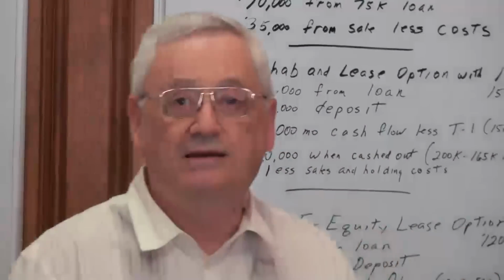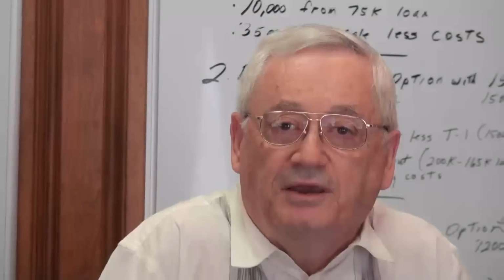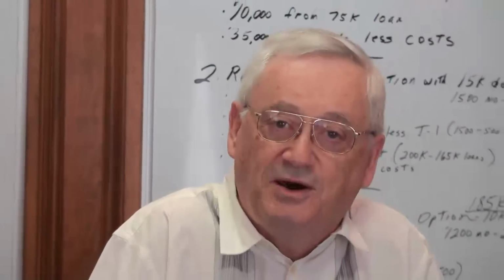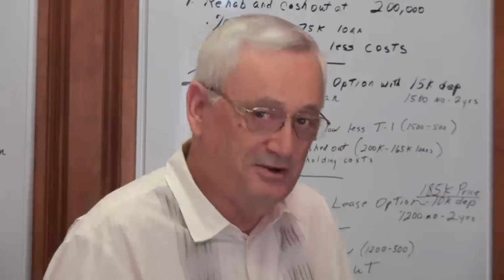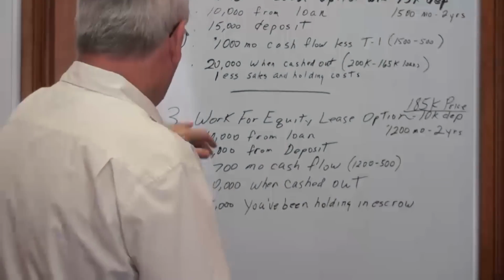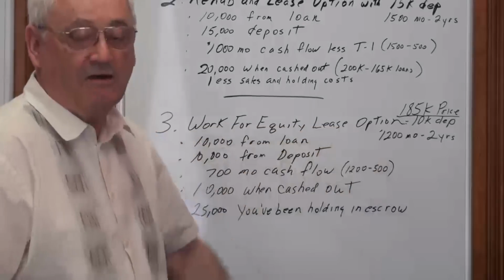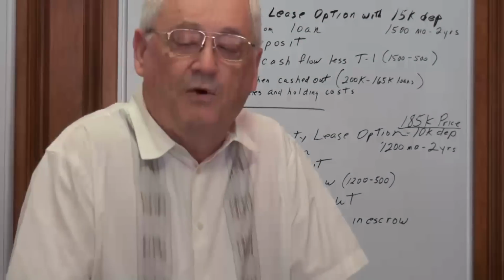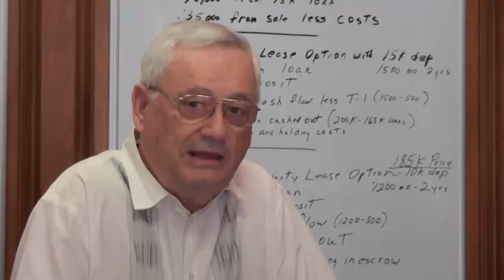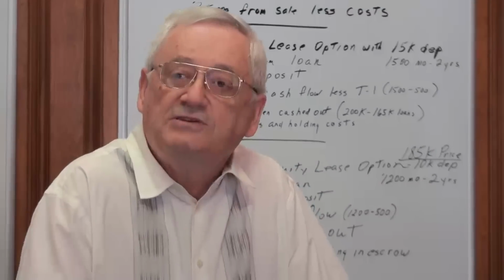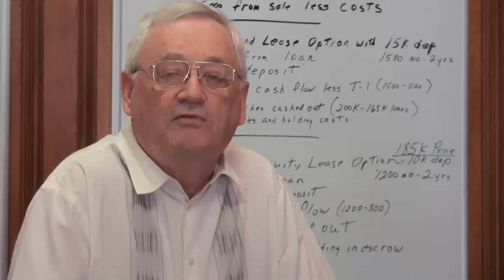So that's a plan. Now, let's go to plan 3, which is my favorite. Let's see if you can see why it's my favorite. There'll be a test when this is over. All right. My favorite is a work for equity lease option, which means I'll find a tenant buyer that wants to do the work with their money and their labor in exchange for some equity. Thus the term work for equity.